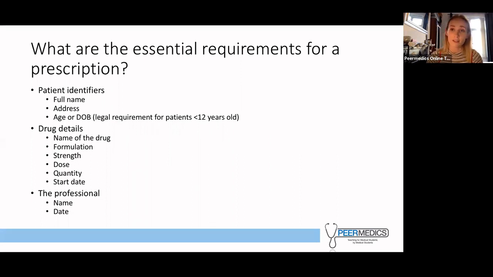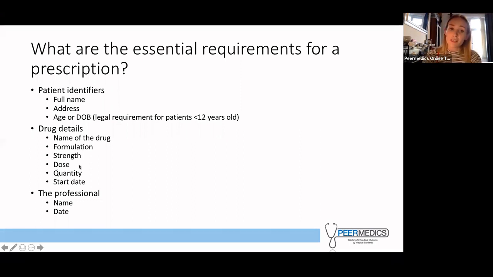Next is the formulation. So that's whether it is a tablet, a capsule, or a solution. It's important that you put that onto different medications just so the nurses know exactly what you mean. And with those medications that are solutions, you need to put the strength on, to ensure that you're not dosing it inappropriately. Next, you put in your dose.